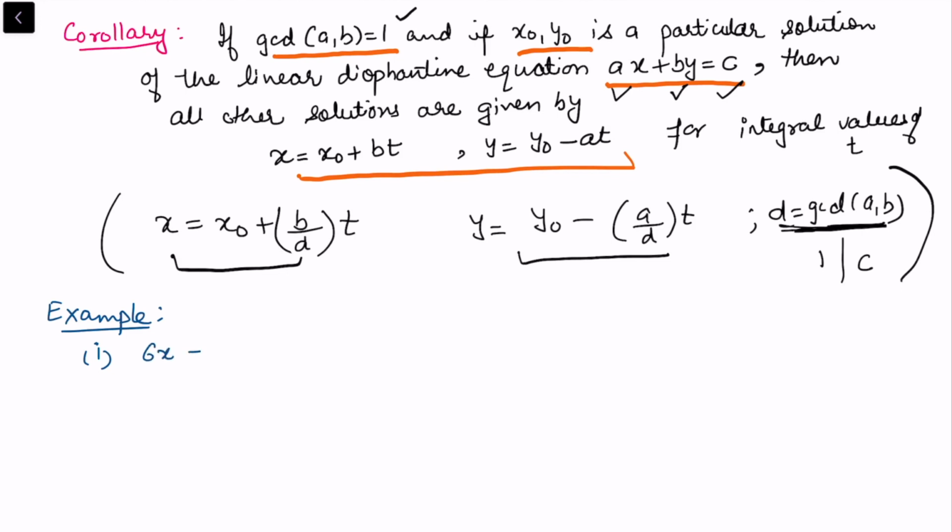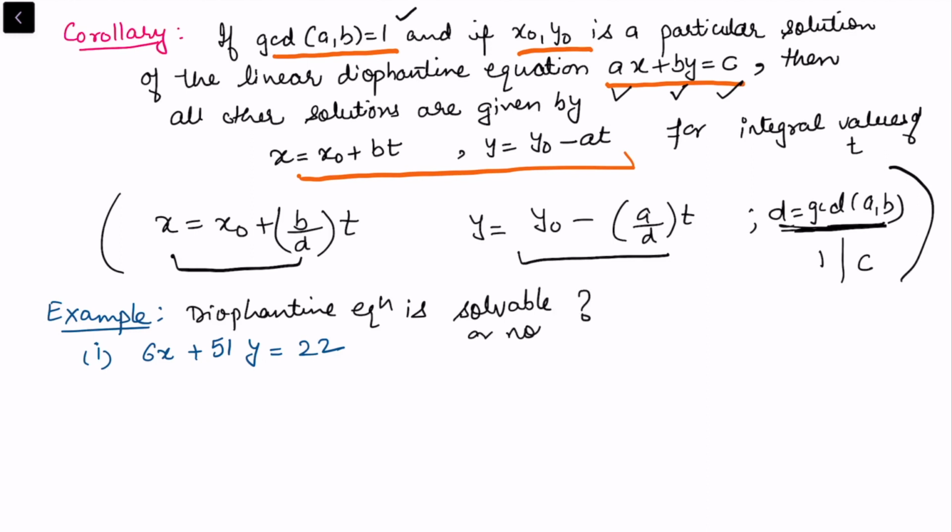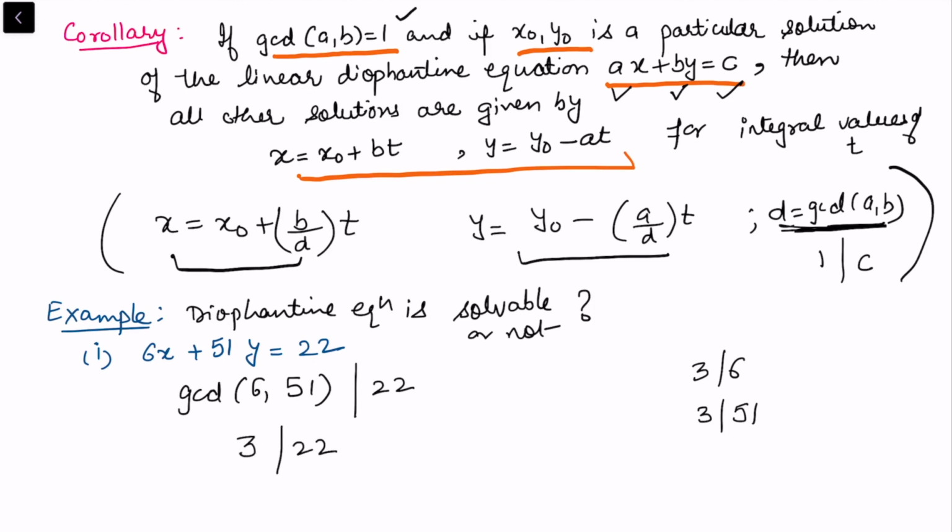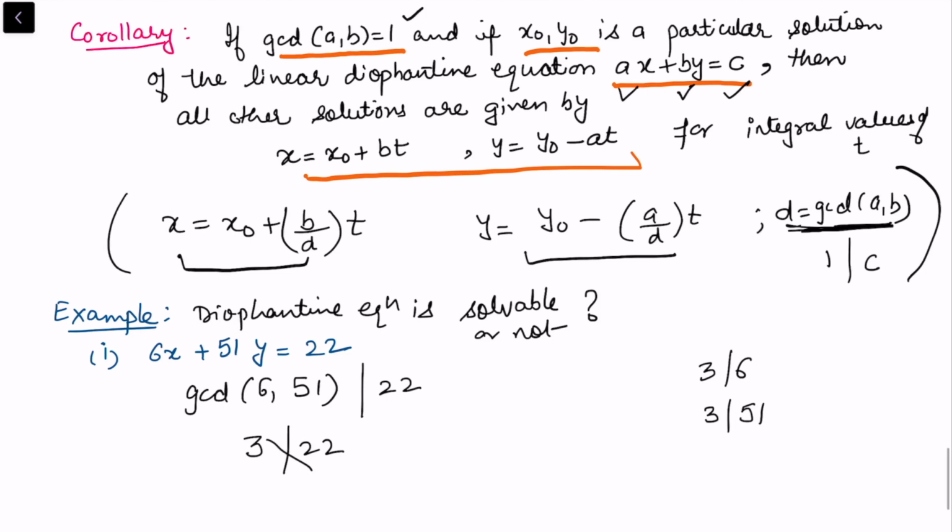So the first example is 6x plus 51y is equal to 22. We want to see whether this Diophantine equation is solvable or not. As we have already seen in my previous example, here GCD of 6 and 51 should divide 22. That is the condition. Now what is the GCD of 6 and 51? We know that 3 divides 6 and 3 also divides 51. So GCD of 6 and 51 is 3, and does 3 divide 22? No, this does not divide. So this means the given linear Diophantine equation is not solvable.